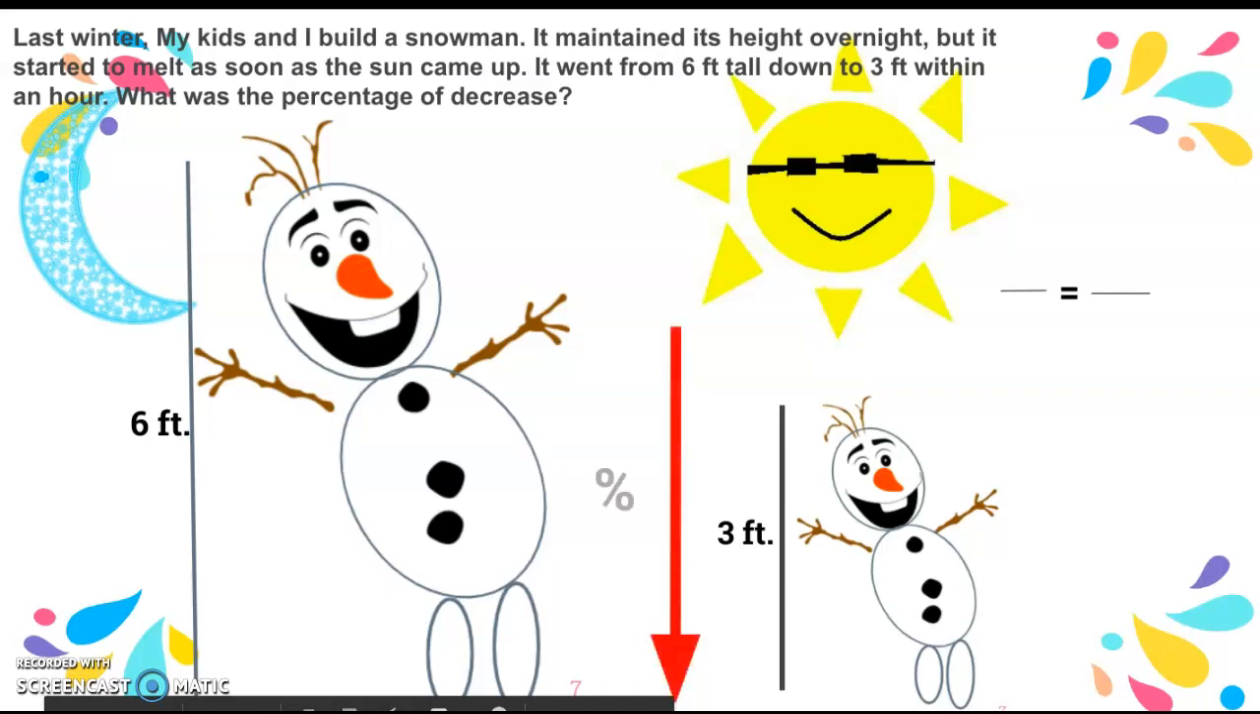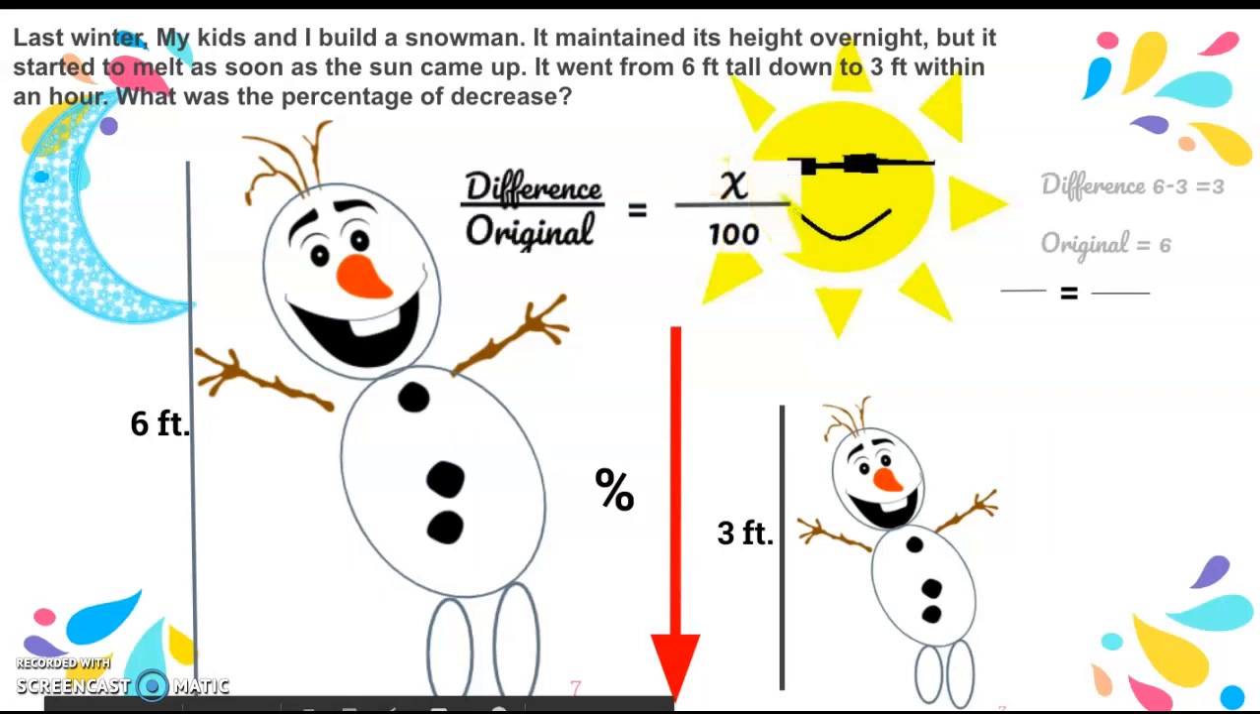Well, first of all, remember our formula where it states that the difference over the original is equivalent to x over 100. So the difference is 6 minus 3, which would be 3, because remember it started at 6 feet tall and it melted down to 3 feet tall once the sun came up. And the original height was 6. So therefore I set up 3 over 6, difference over original, equivalent to x over 100.